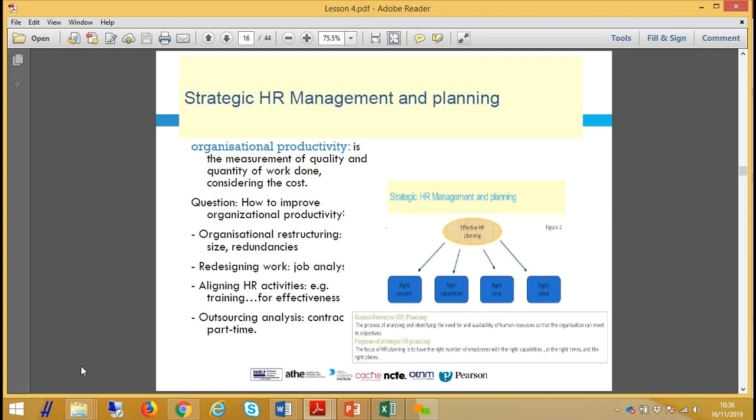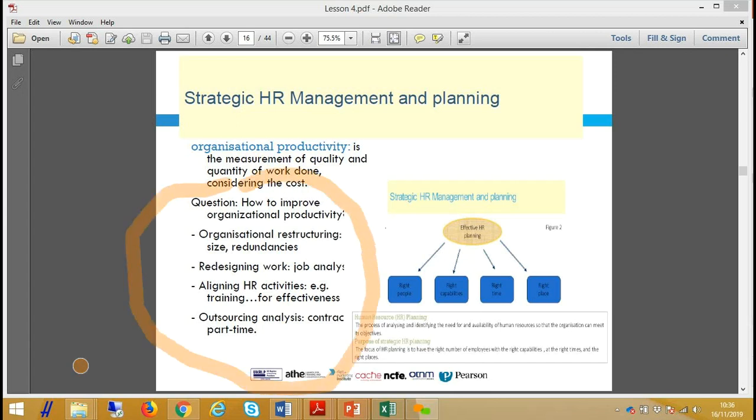So what are the things you can do? So some options are there. You need to figure out whether they are appropriate for your organization. One is you can look at restructuring, downsizing, right sizing, or even recruiting and improving the size. You can look at redesigning the work, changing the way work is done, who does what work.